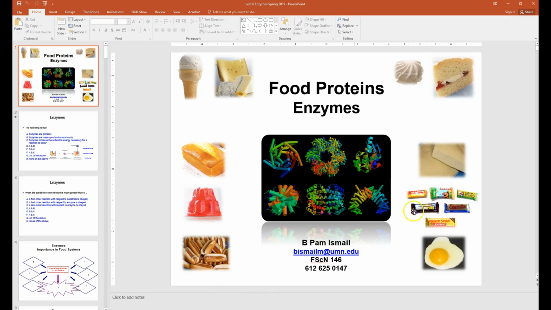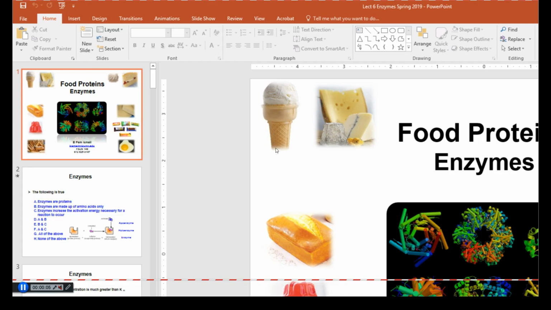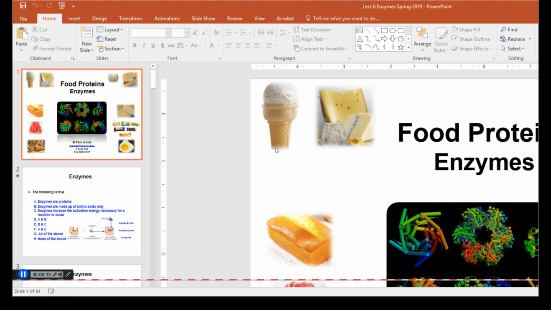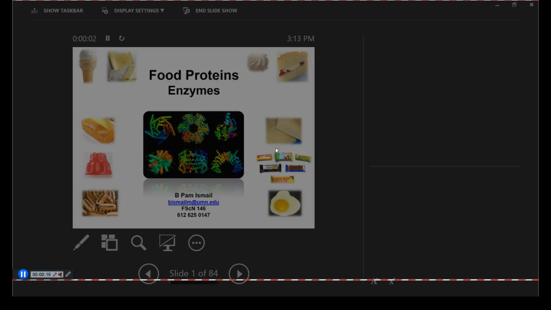Enzymes. Cute little things. At least I enjoy my subject, don't I? Okay.